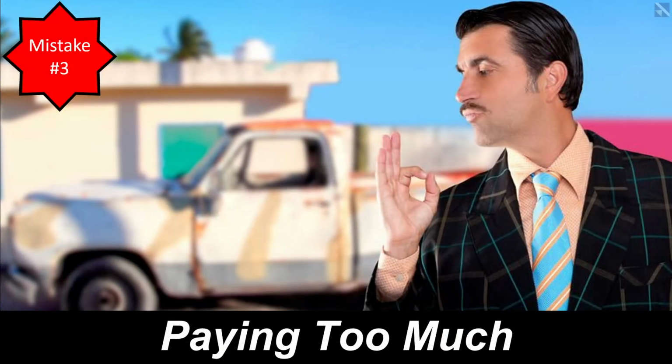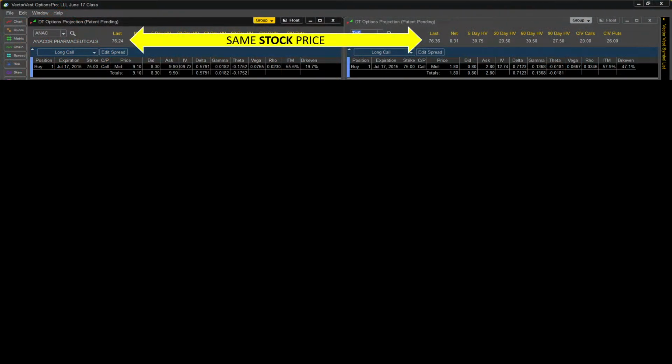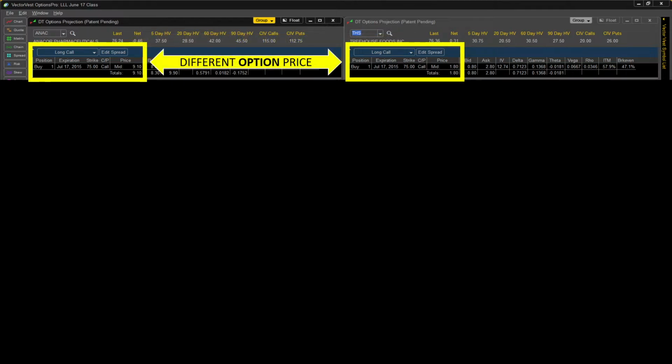Now, the third mistake buyers make is they pay too much. They buy what's called an overpriced option. Let me show you what I'm talking about here. You got two stocks. Both these stocks are basically the same price. They're within like 12 cents of each other, 76.24, 76.36. But if you went out there to buy a call on each of those stocks, the stock on the left, the call is $9.10. That means it's $910 for you to buy one call contract. Same expiration, same strike price, but if you bought the call on the stock on the right, it's only going to cost you $1.80 or 180 bucks to buy that option.